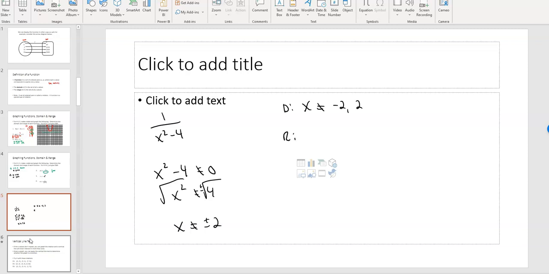Now, I don't suspect you know off the top of your head what that graph looks like. Let's graph it and find out. 1 over x squared minus 4.